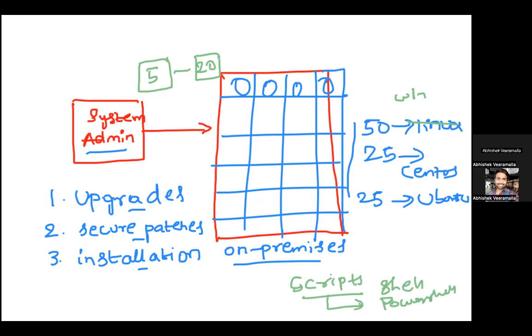Even in Linux, if it is CentOS, the command might change. If it is Ubuntu, the command might change. If it is PowerShell, it is a different command altogether. So this was the challenge, and we were only talking about 100 servers, right? What if there are 1,000 servers? What if there were 10,000 servers?